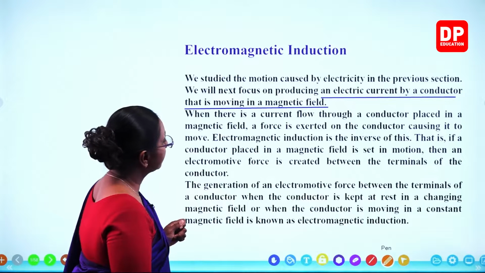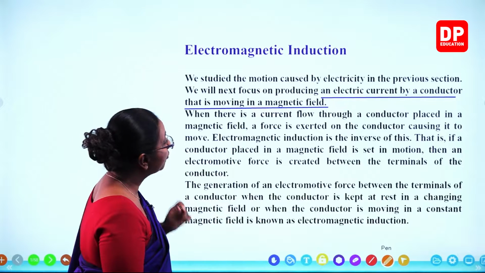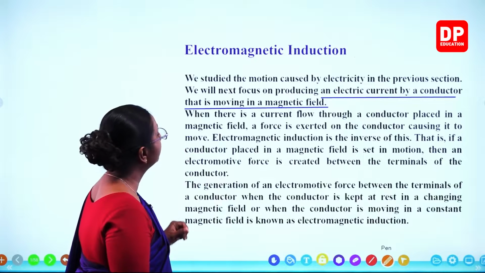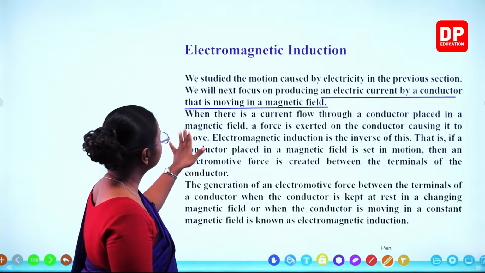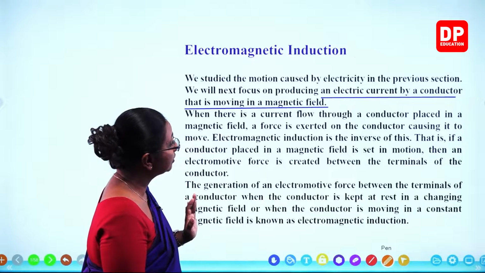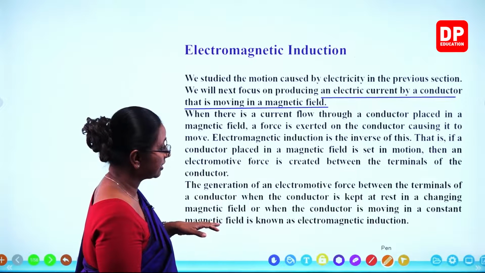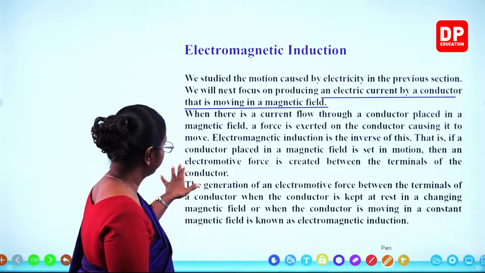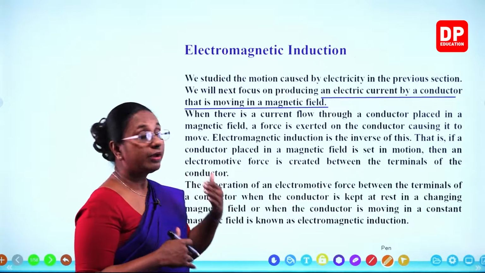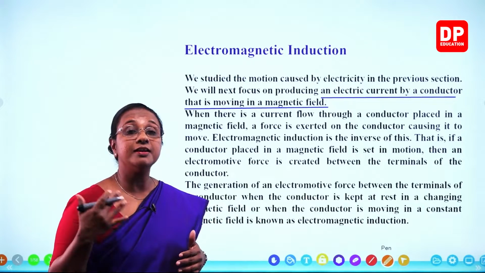When there is a current flow through a conductor placed in a magnetic field, a force is exerted on the conductor causing it to move. This is what we discussed before. That is what happened in the dynamo. You can remember the previous example I told you all about, the direct current motor.